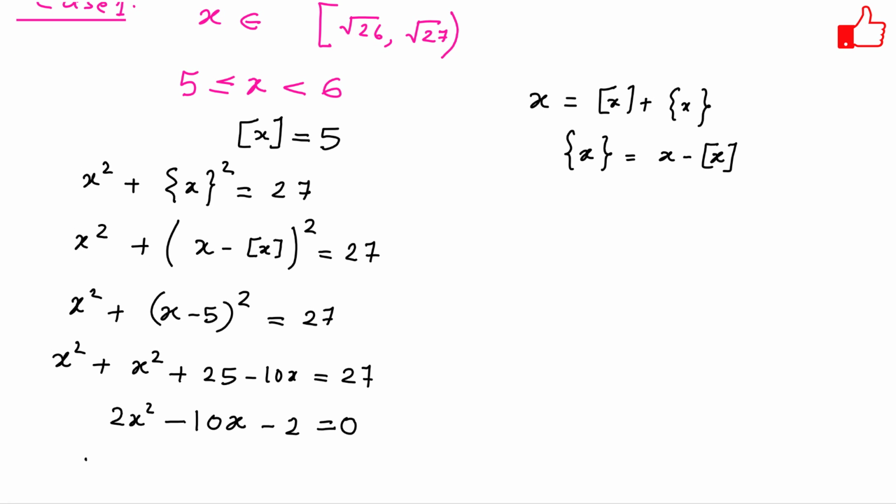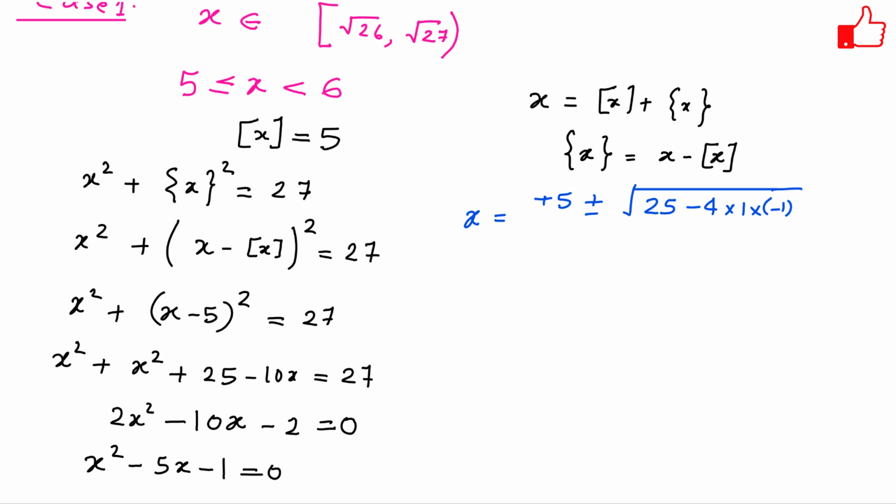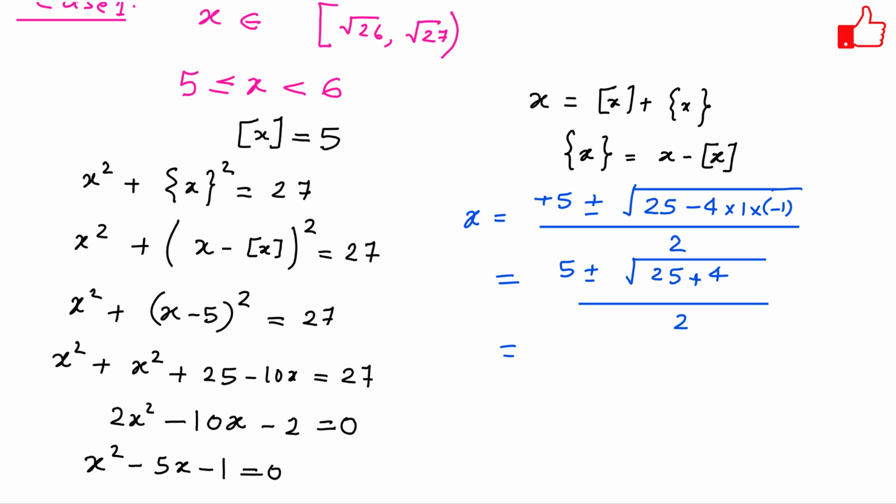So this is a quadratic equation where x square minus 5x minus 1 is equal to 0, if I divide by 2. Now the solution of this equation is x equals minus b plus minus square root of b square minus 4ac, divided by 2a. So the general solution can be given as minus b, so minus minus 5 is plus 5, plus minus square root of 25 minus 4 times 1 times minus 1, which is 25 plus 4, divided by 2. So this is 5 plus minus root 29 divided by 2.